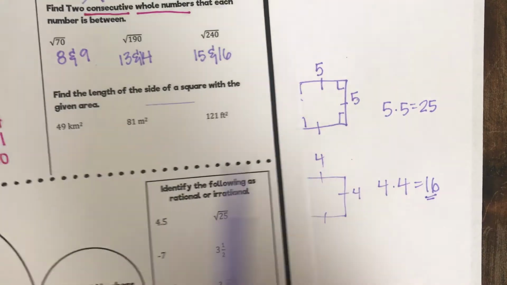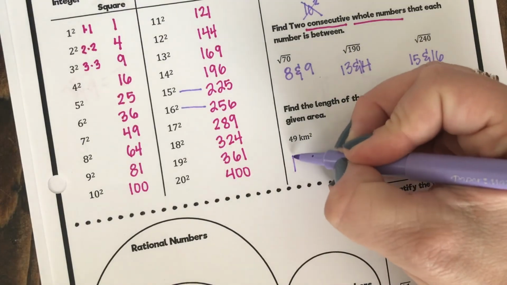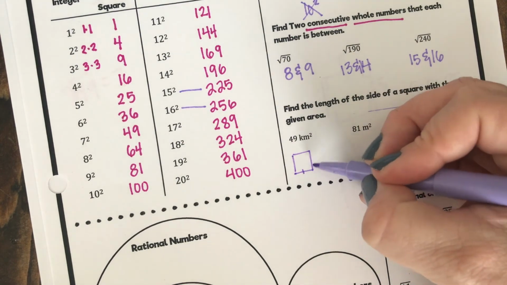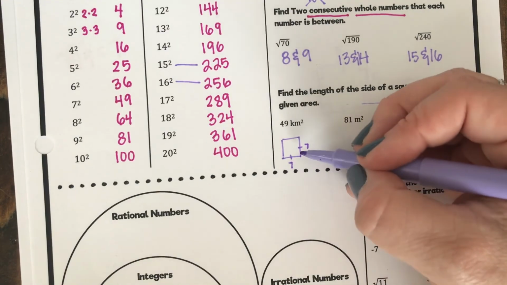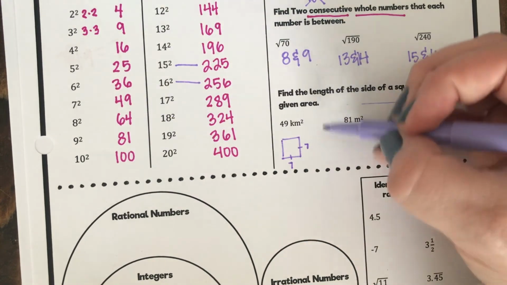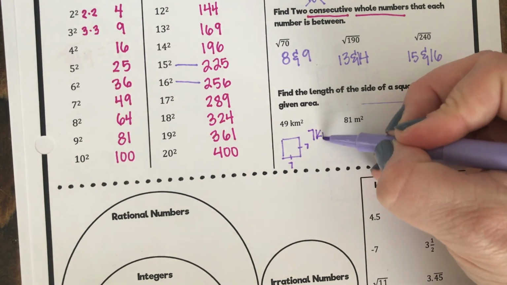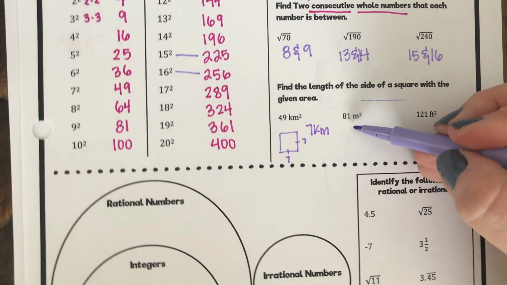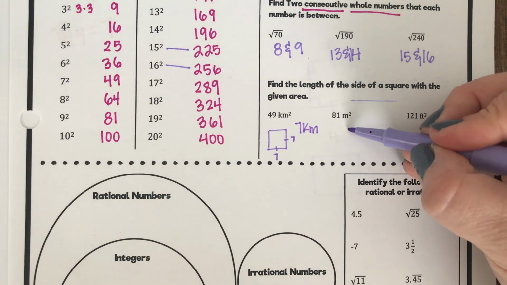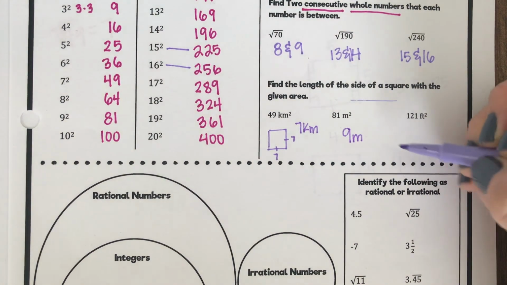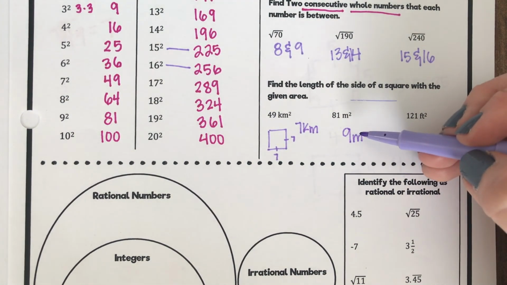So if we had a square that had an area of 49, okay, what we can figure out is that it has to have sides of 7, because 7 times 7 is 49. So this would be 7 kilometers. Okay, what if this square had an area of 81 meters squared? Well, each side would have to be 9 meters, because 9 times 9 is 81.